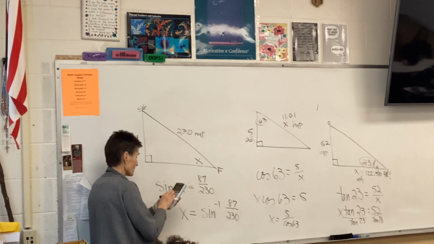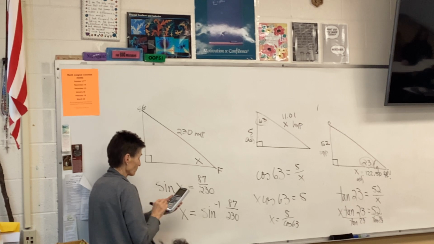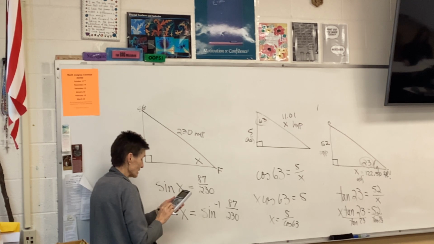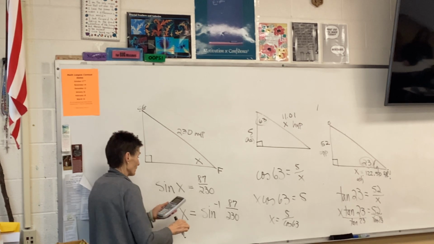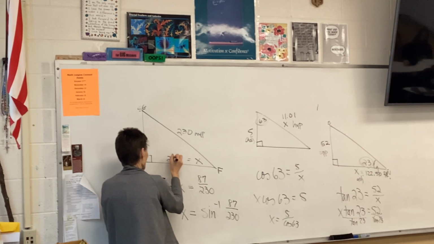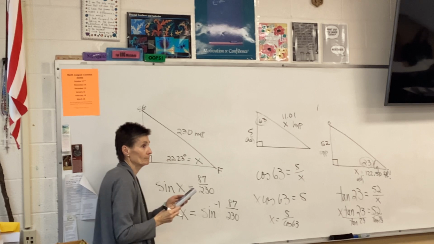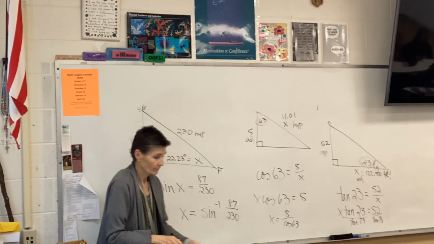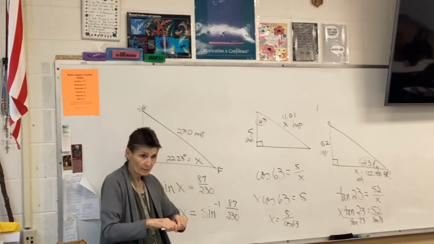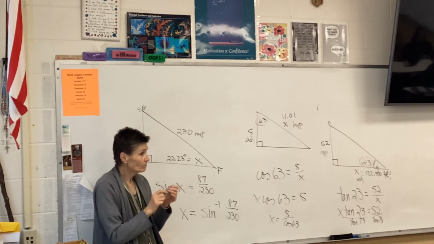Alright, so here I go. Second sine, 87 divided by 230. Did you get 22.23 degrees? The unit on that would be degrees. It's an angle.